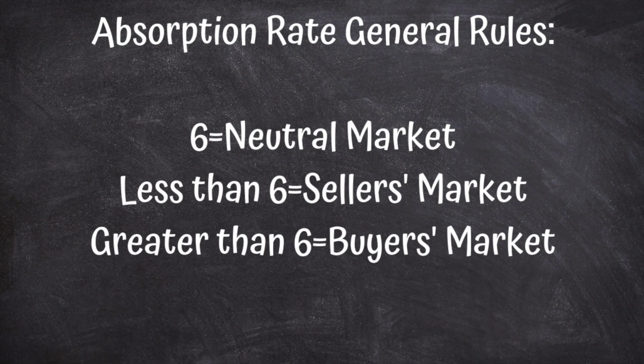So a number right around 6 is considered a balanced market, which means the number of listings approximately equals the number of active buyers. A supply rate of less than 6 indicates a seller's market, and a rate of more than 6 shows a buyer's market. Once you know your general market absorption rate, then you can really focus in on specific criteria that might be important to the sale of your house, like a specific neighborhood or a school zone or a style of house.